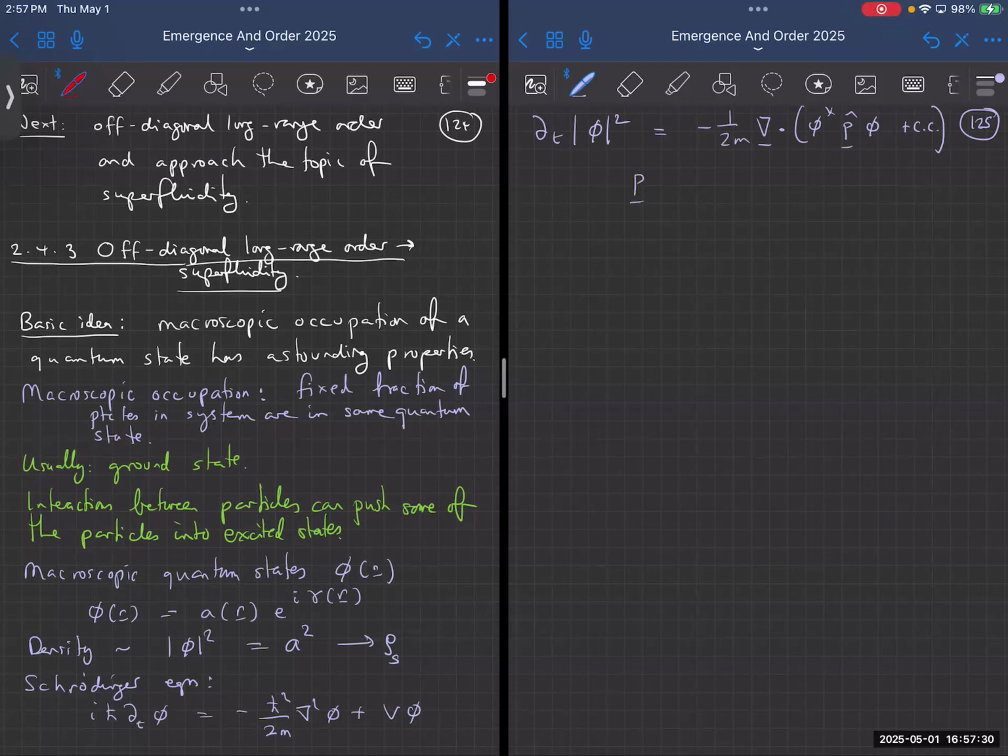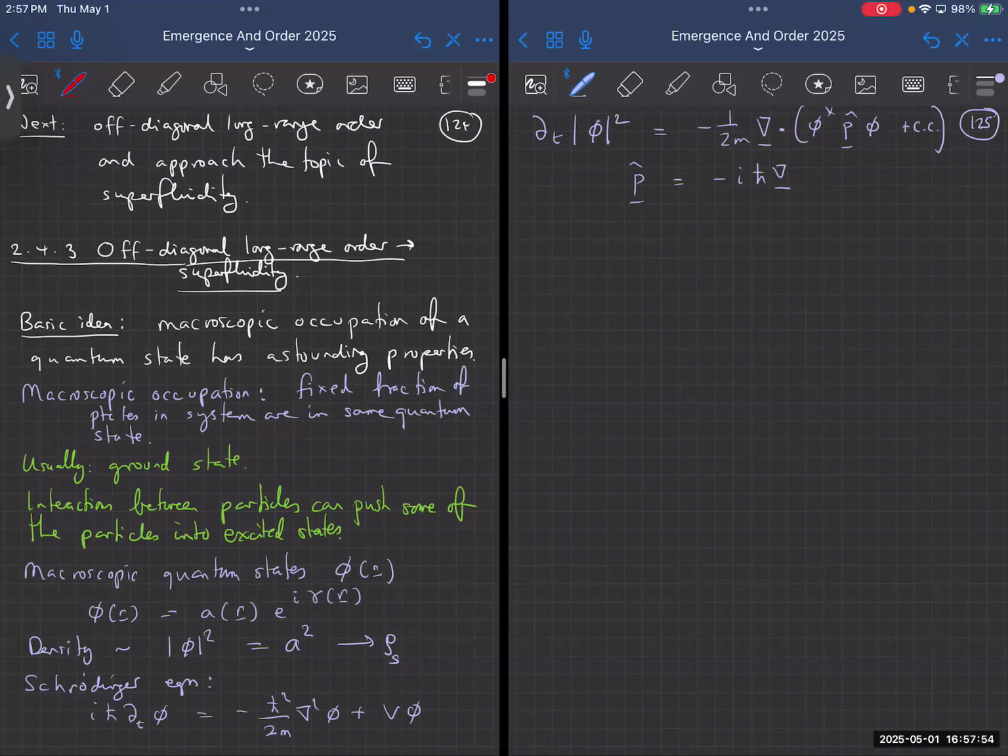When I write down the momentum operator, what I mean is minus i h bar grad. I'm not going to derive it now. If you haven't seen it before, ask me at office hours or message me in Teams. I can give you a resource; any elementary quantum mechanics book will tell you this.